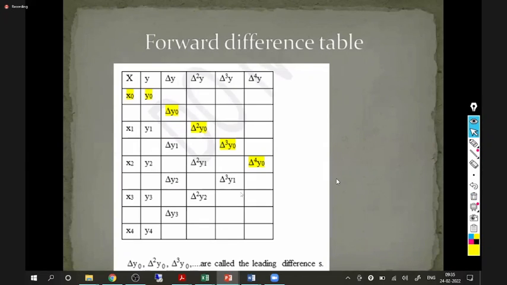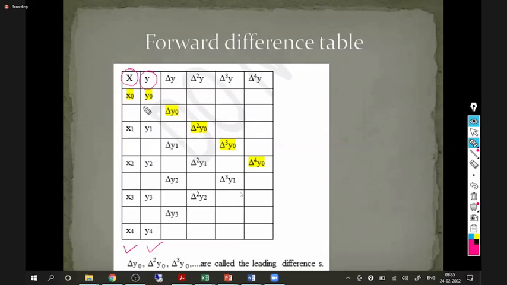So this is the forward difference. The forward difference table is given like this. You'll observe that the values of x and y are always given. These first two columns are always given because we have the pairs of x, y values: x0, y0, x1, y1, up to x4, y4. Then delta y0 is y1 minus y0.